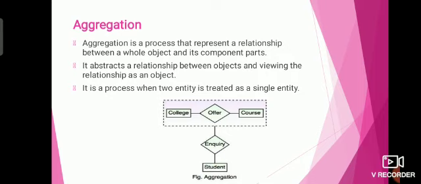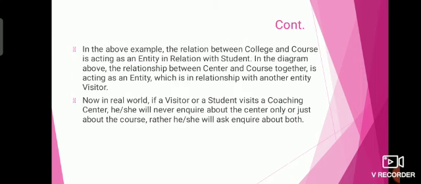So here the college and course, both entities will be considered as a single entity. For the student, the above both entities will be combined and considered as a single entity. So here in aggregation, college and course, both entities are considered as a single entity for the another entity, student. So this is called aggregation.